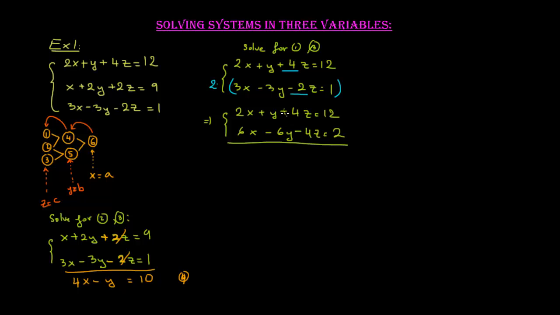Now when we add them up, positive 4z and negative 4z will be cancelled out. It gives me 8x minus 5y equal to 14. And we name this one as the fifth equation. So we end this step so far. Next we solve equations 4 and 5.